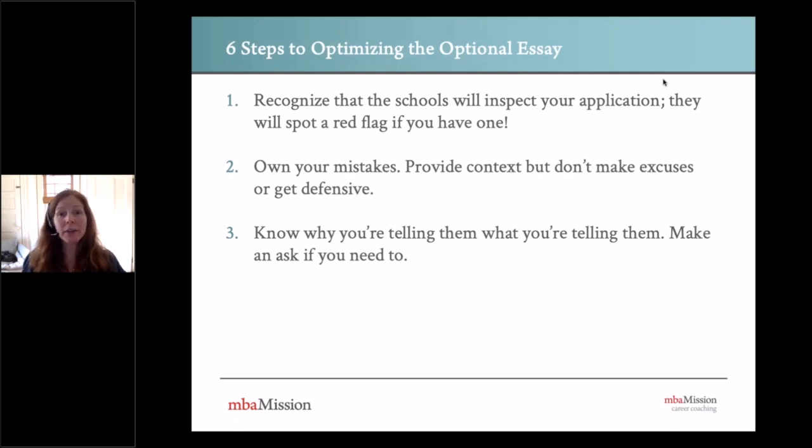So know why you're telling them, and if you need to, make an ask. And what I mean by make an ask is, I ask that the admissions committee inspect my performance in my latter 2 years and also my GMAT as evidence that I can succeed in the program, right? We're just asking them to ignore the red flag, because I'm a solid applicant.